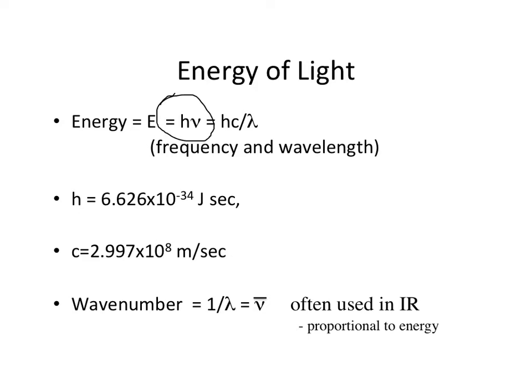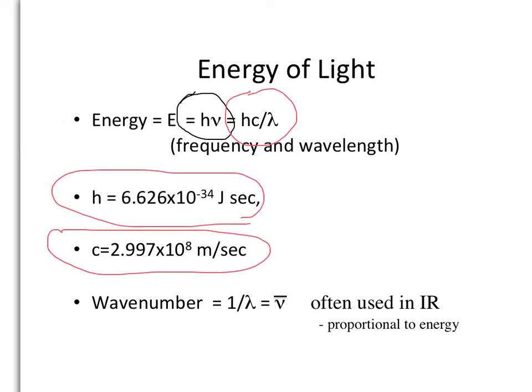Frequency and wavelength are related through the speed of light, so we can also write energy as equal to h nu, or hc over lambda, where h is Planck's constant, 6.626 times 10 to the minus 34 joule seconds, and c is the speed of light, 2.997 times 10 to the 8 meters per second. I will underline those key terms.